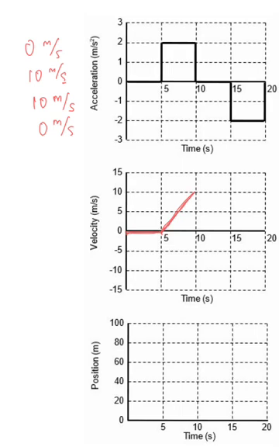Then it stayed constant at 10 meters per second. So we're going to continue this by drawing a horizontal line from 10 to 15 seconds. And then it decelerated back down to 0. So the last part will just go back down to 0 at the 20-second mark.